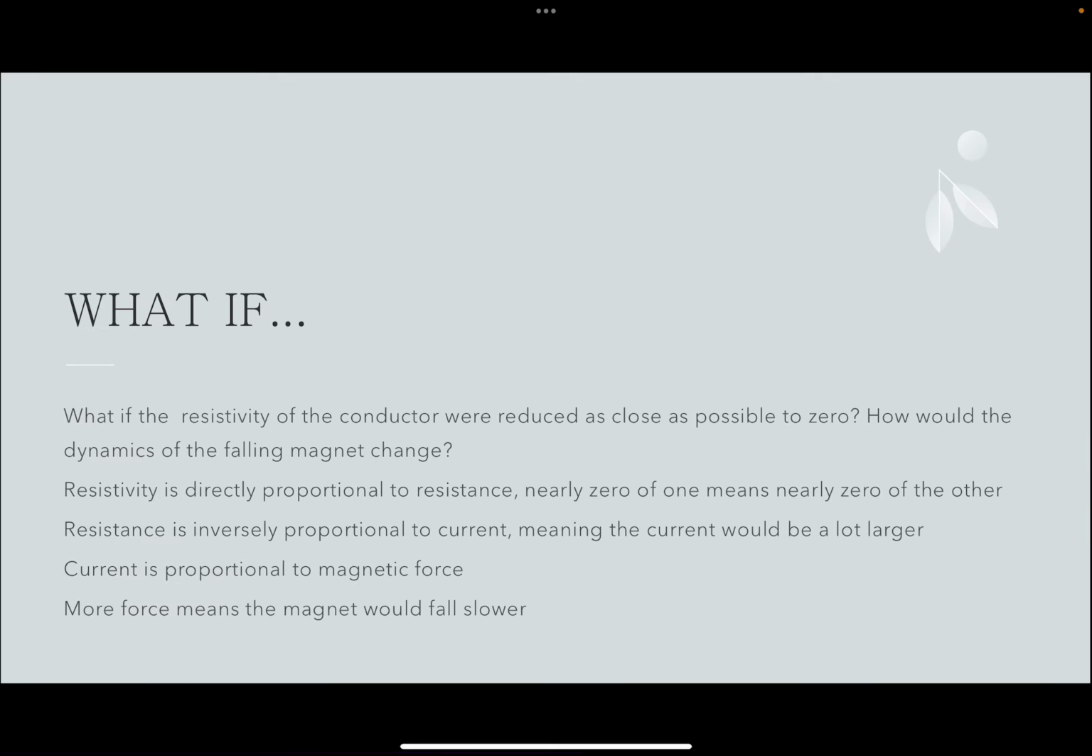So, what if the resistivity of the conductor were reduced as close as possible to 0? How would the dynamics of the falling magnet change? Resistivity is directly proportional to resistance, so nearly 0 resistivity means nearly 0 resistance. Resistance is inversely proportional to current, meaning current would be a lot larger if resistance is near 0. And current is proportional to magnetic force, so more force means the magnet would fall slower, because there would be more force acting against the force of gravity.